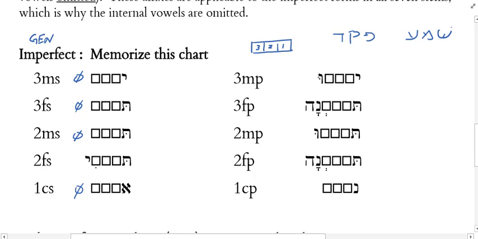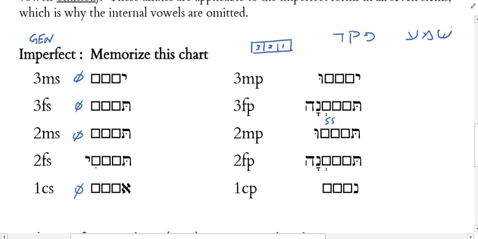So this should be sort of familiar to you. What's not going to be familiar to you is what happens in the third feminine plural. If I want to say they will do something and the they is female, I use the prefix tav, but I don't use a shureq at the end. I'm going to use a nah personal ending here, and this sheva is a silent sheva. So write it in your special book of secrets, okay? That is a silent sheva.